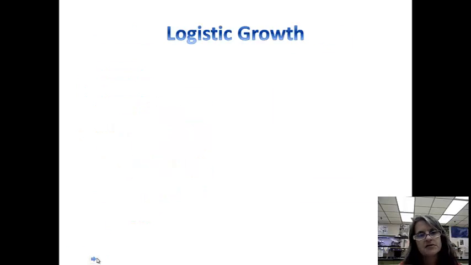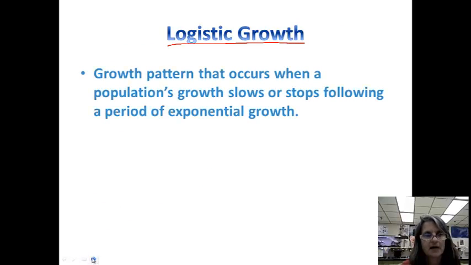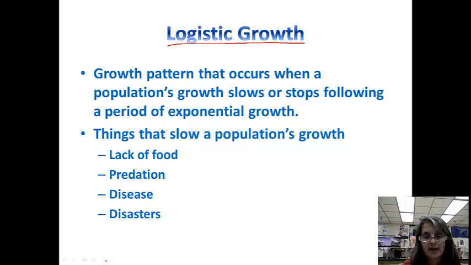Okay? So this brings us to our discussion of logistic growth. Okay? Logistic growth is a growth pattern that occurs when a population's growth either slows down or its growth rate just stops after some period of going really fast, exponential growth. Okay? Things that slow a population's growth would be running out of food, getting eaten by predators, diseases, and even natural disasters can limit growth.